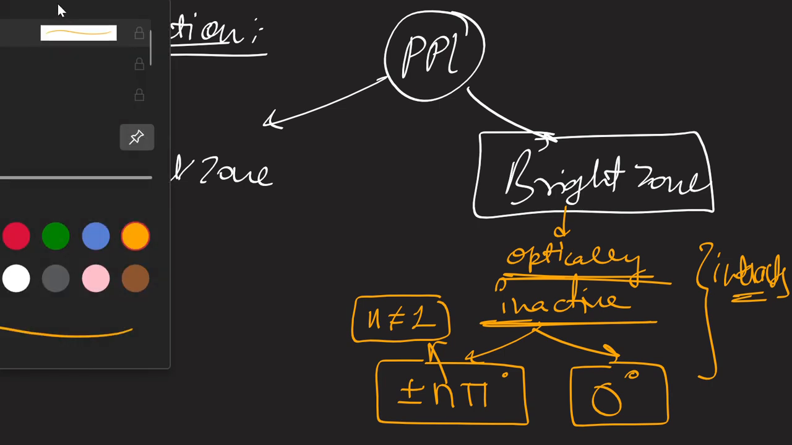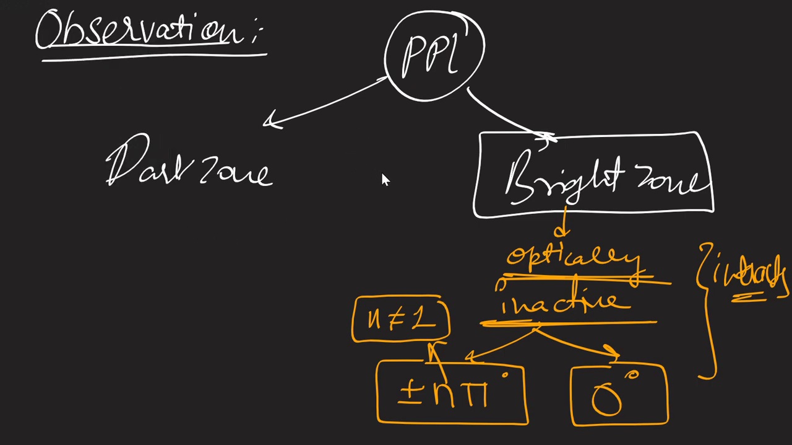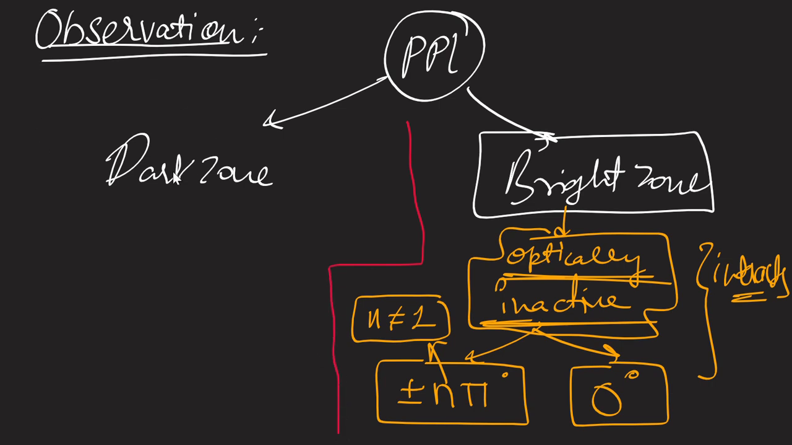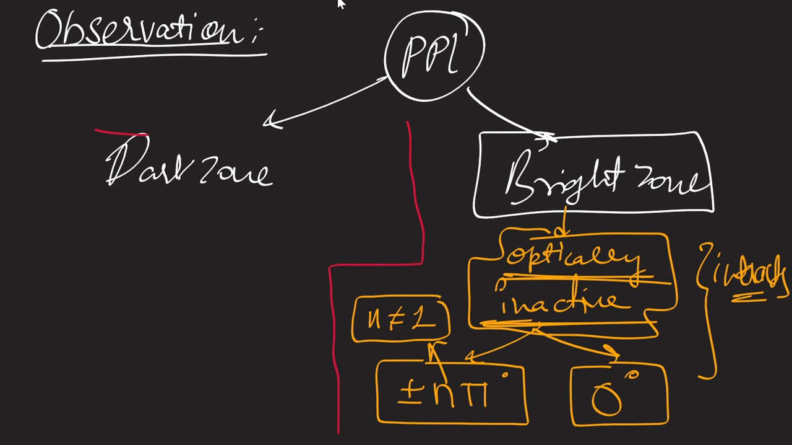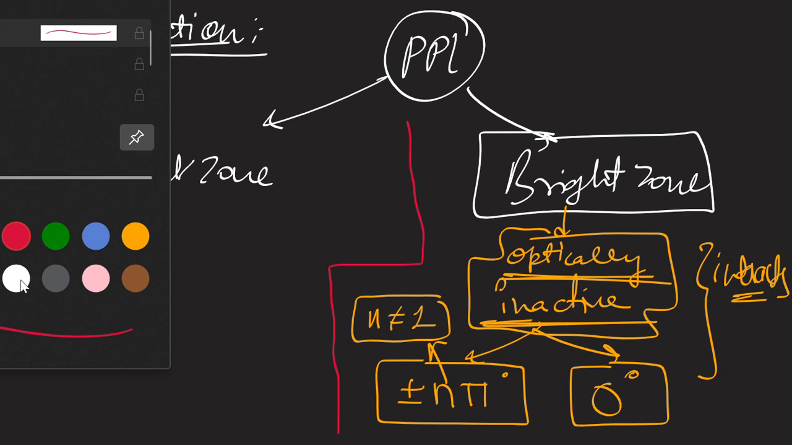Now coming back, coming to the dark zone part. They are called optically active. Important. If I come to the dark zone, now the real game begins. There is a whole bunch of calculation based upon these things.